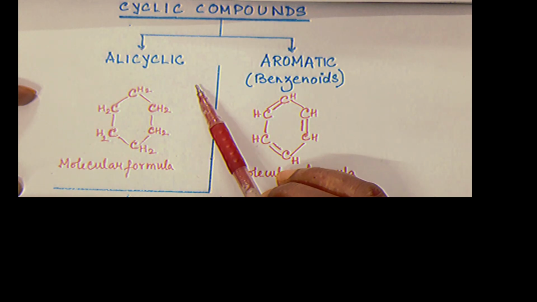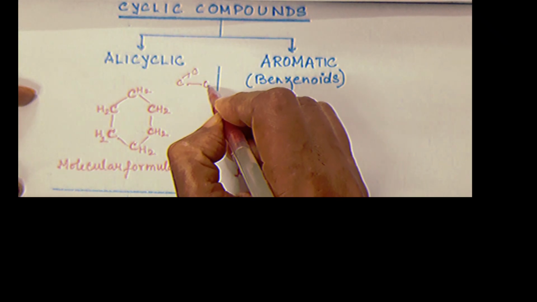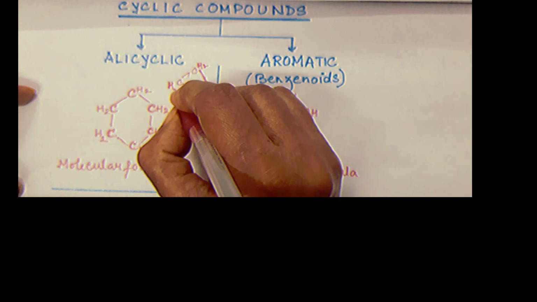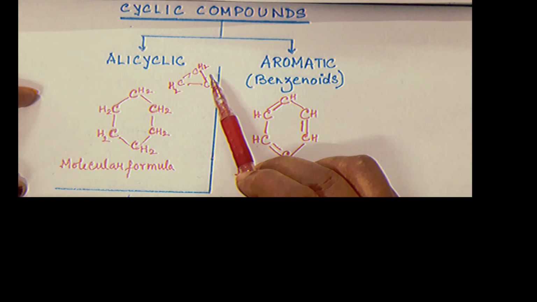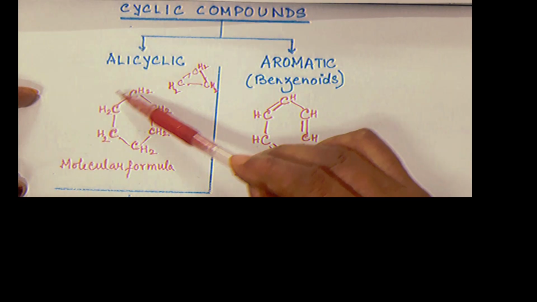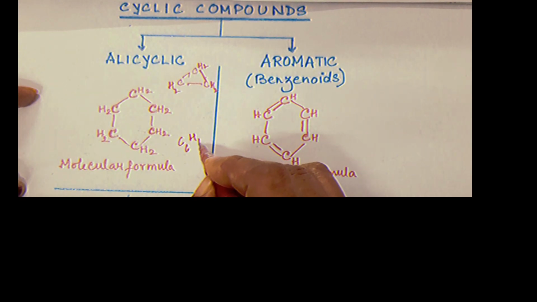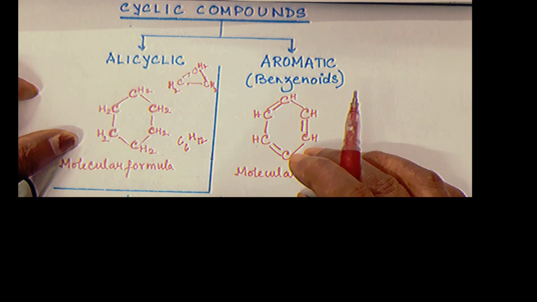That means it may be a triangular shape, suppose this, with 2 hydrogen here, 2 hydrogen here and 2 hydrogen here. Okay, so what shall we call it? Cyclopropane. Similarly, this is the molecular formula C6H12, and what shall we call it? Cyclohexane.